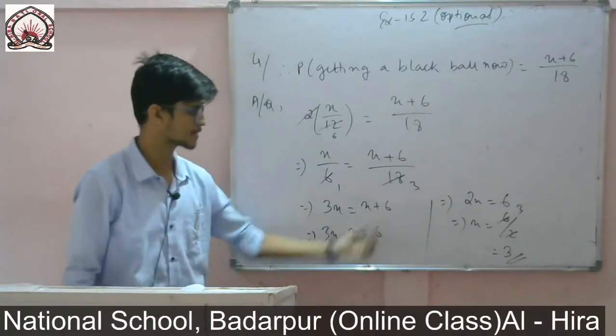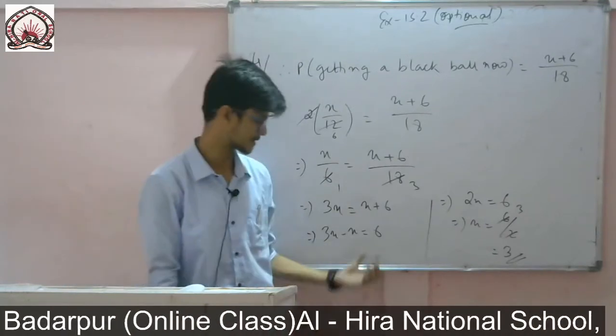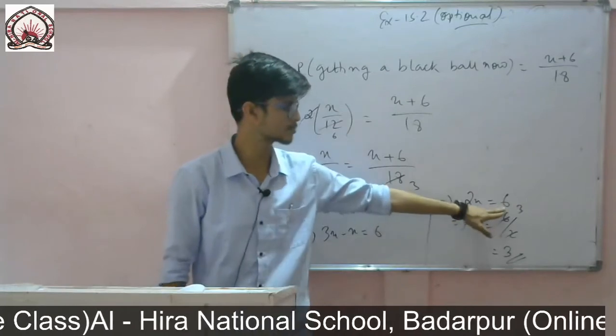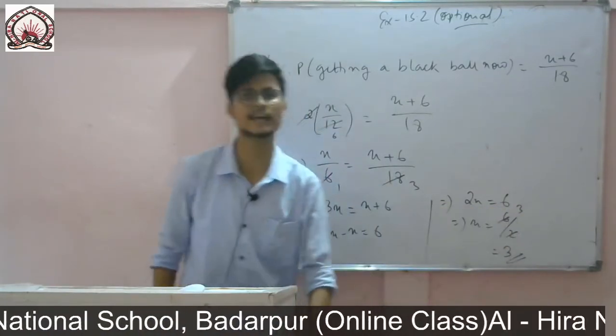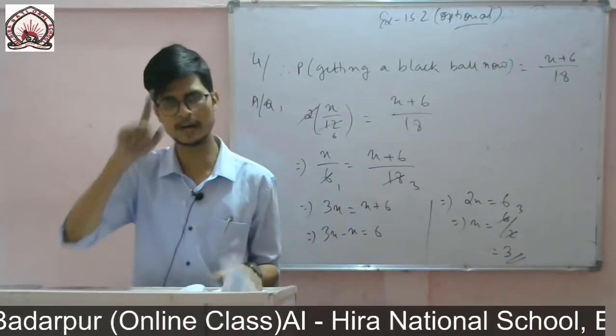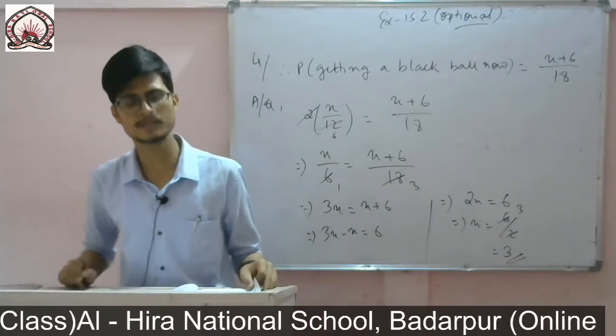So now I have transposed this one. X I have transposed to this side. So it will be 3x minus x, which equals 6. So 3x minus x is 2x equals 6. X equals 6 by 2. 2 3s are 6. So the value of x is 3. The required value of x is 3. Question is to find the value of x. Find x, it is written. So the required value of x is 3.